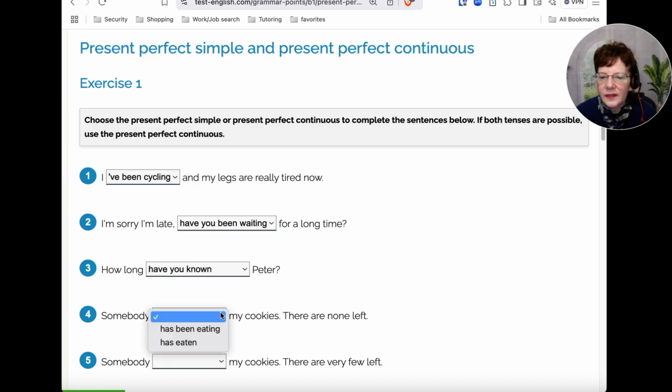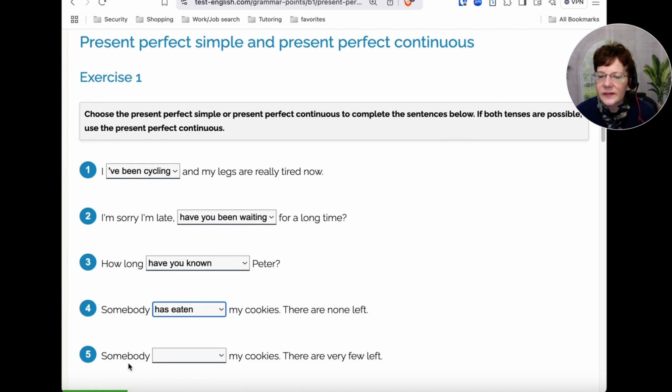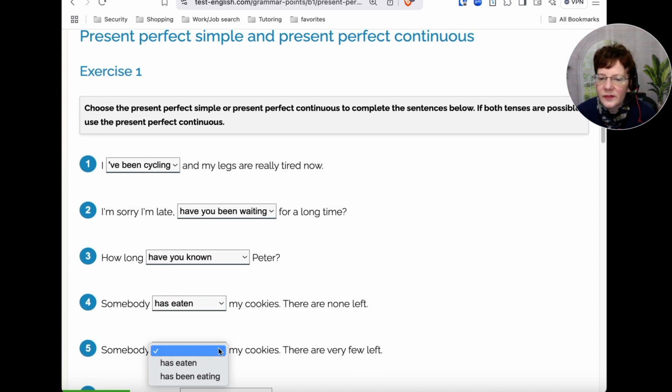Somebody has been eating or has eaten my cookies. There are none left. So this action sounds like it's finished. If you chose the bottom one, has eaten, you are correct. And of course, we looked at the other example, same sentence, somebody, so we have two same choices. There are very few left. So it sounds like the continuous form, right? Has been eating. So that would be correct.